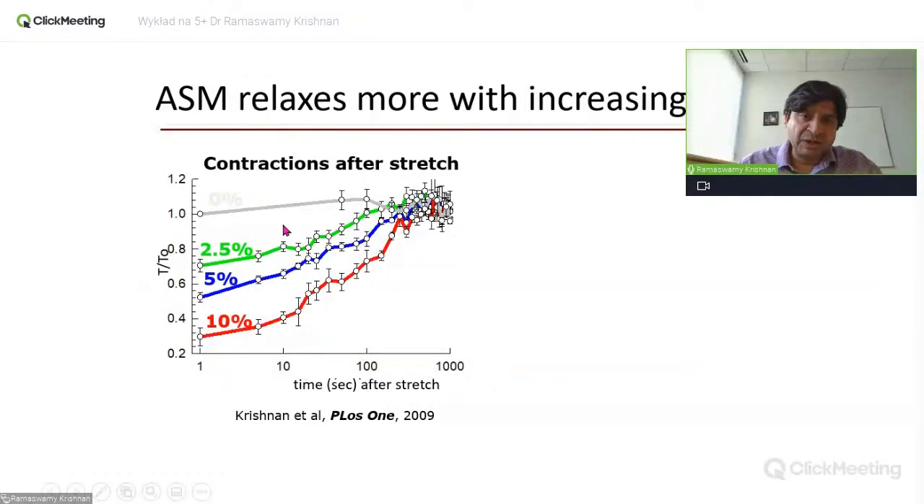So let's go through this a little carefully. No stretch is imposed. Everything is at one, nothing happens. The cell just stays where it is. But as soon as you impose stretch, 2.5, 5, 10, you can see that those forces drop dramatically. 10% stretch, it drops by about 75%. But within those remaining 10, 15 minutes, everything returns back to the pre-stretched value.